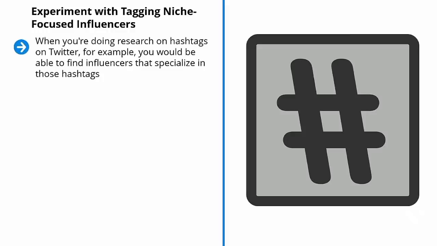Experiment with tagging niche-focused influencers. When you're doing research on hashtags on Twitter, for example, you would be able to find influencers that specialize in those hashtags. These people just love to post content related to certain topics.